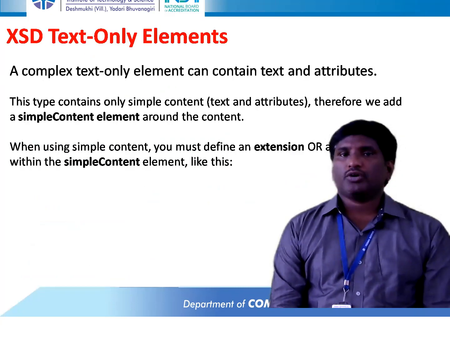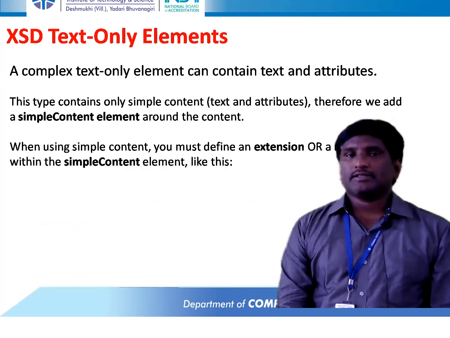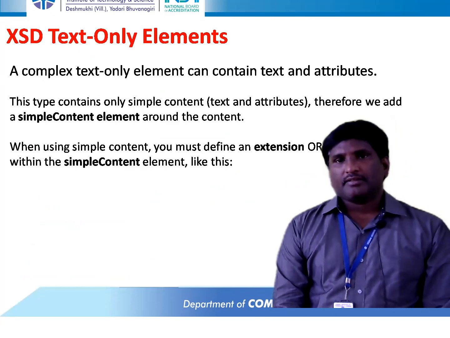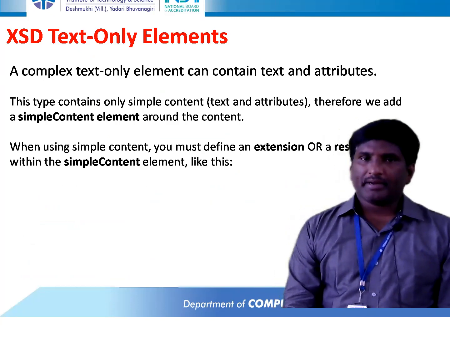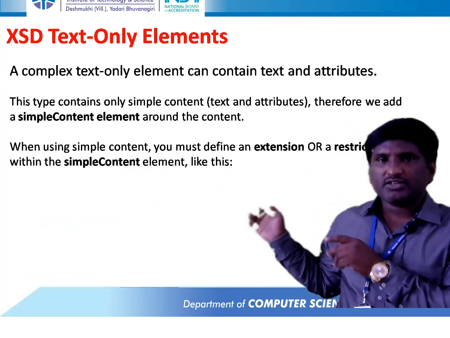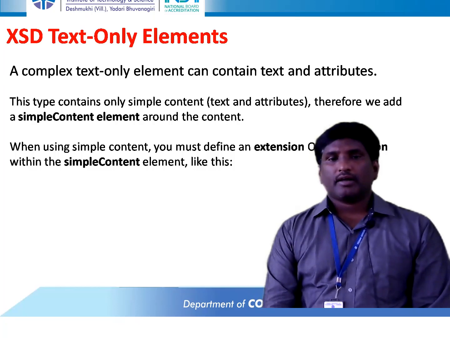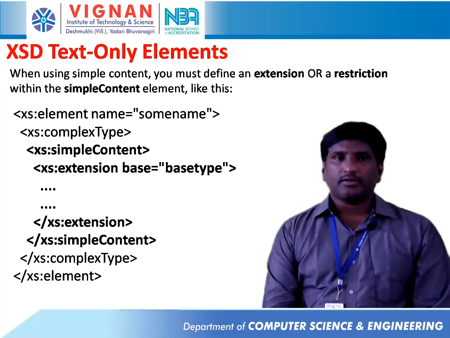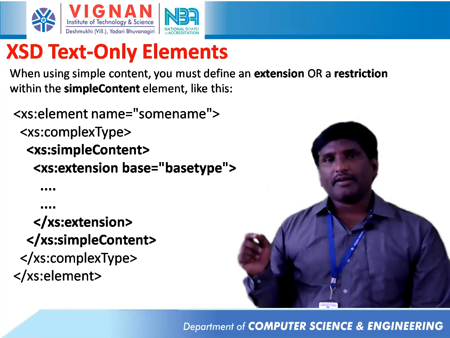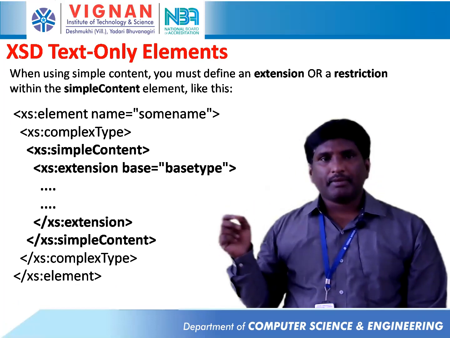A complex text-only element can contain text and attributes. This type contains only simple content. Therefore, we add a simple content element around the content. When using simple content, you must define an extension or restriction within the simple content element. How? The following way we can use.